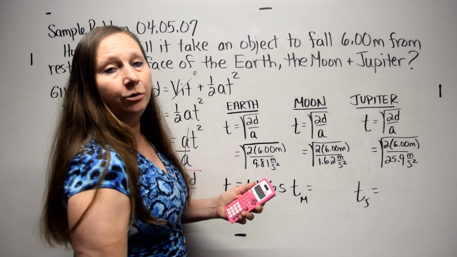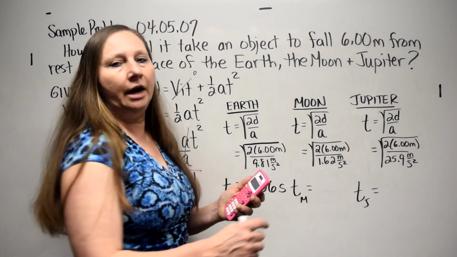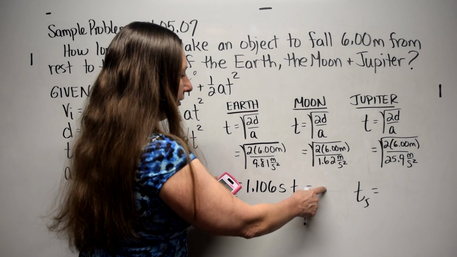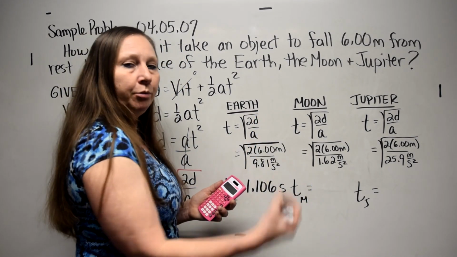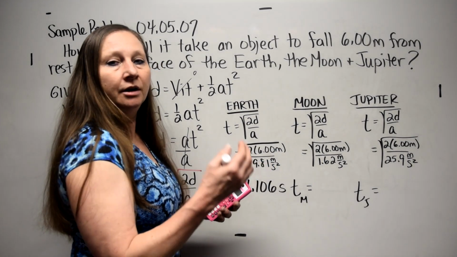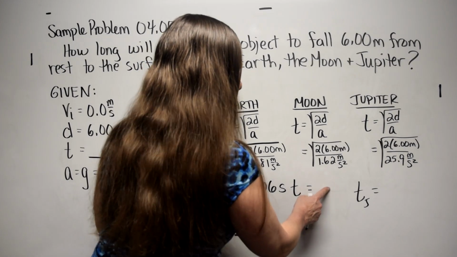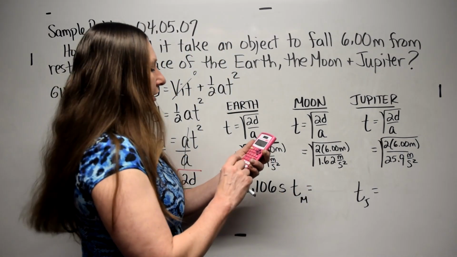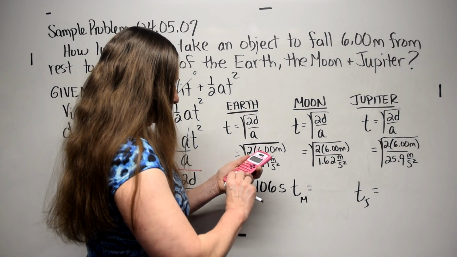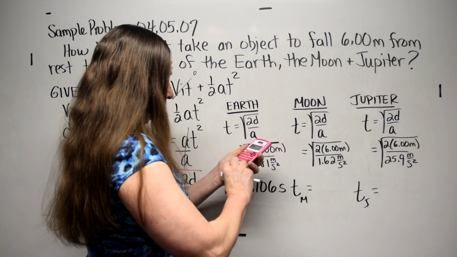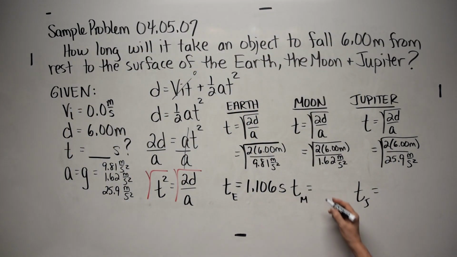Now remember, we predicted it would take more time for the object to hit the ground on the Moon because the Moon isn't as strong. It's not pulling the object down as strongly or as quickly. So we're expecting this number to be bigger than 1.106. Let's see if we're right. 12 divided by 1.62 equals, take the square root. Bam. 2.721 seconds.